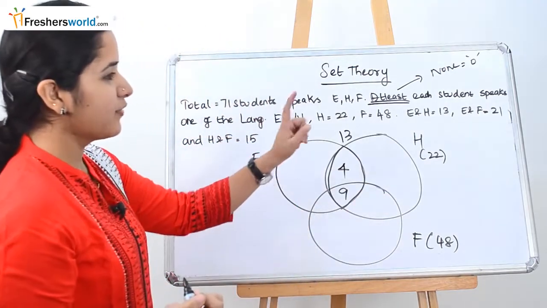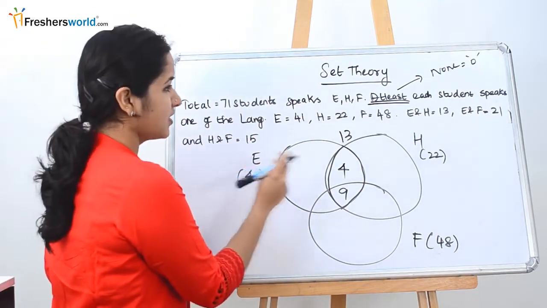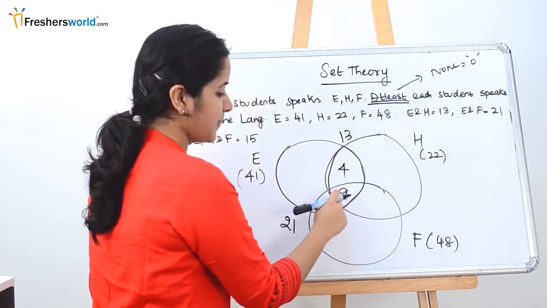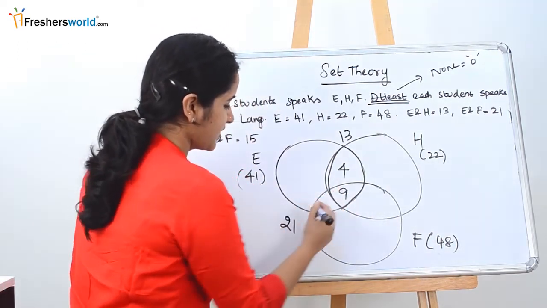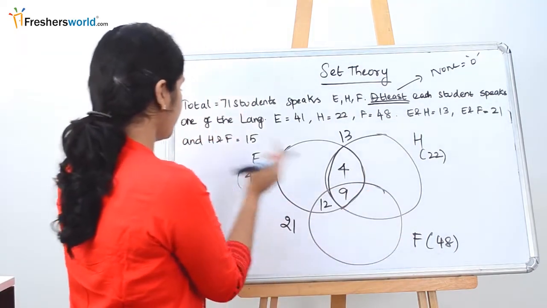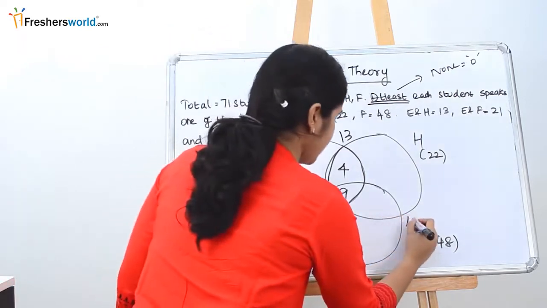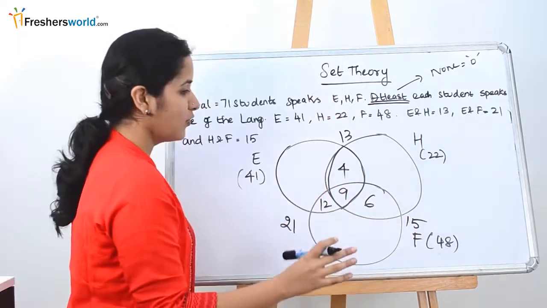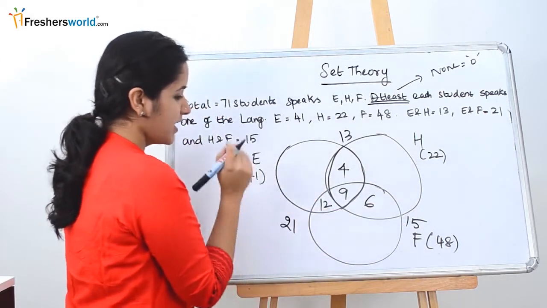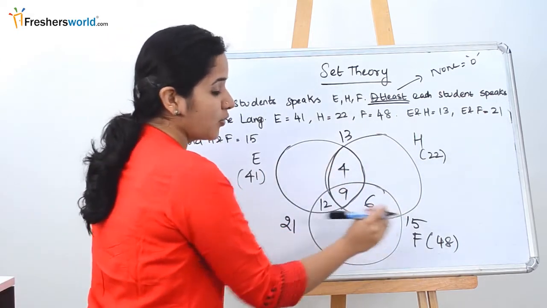Similarly for English and French. English and French is 21. We already know 9 is here, the people speaking all three languages, so it's nothing but 12. Similarly for Hindi and French, Hindi and French is 15. Now we know the people who know English and Hindi, Hindi and French, and English and French. So now we know the middle intersection.